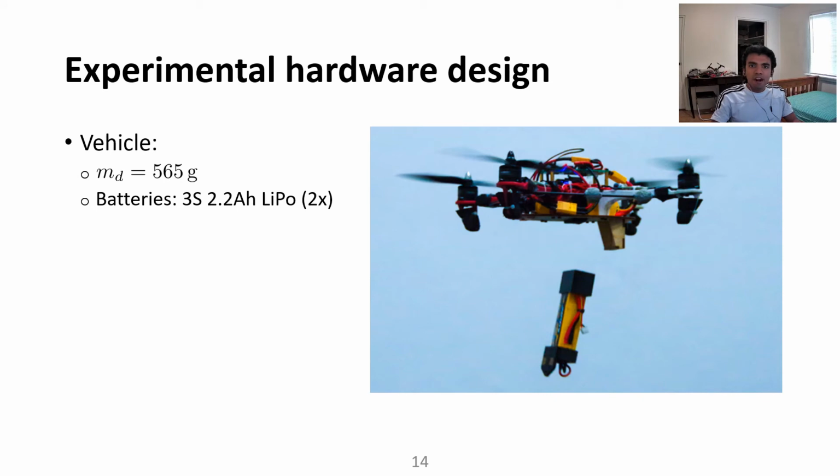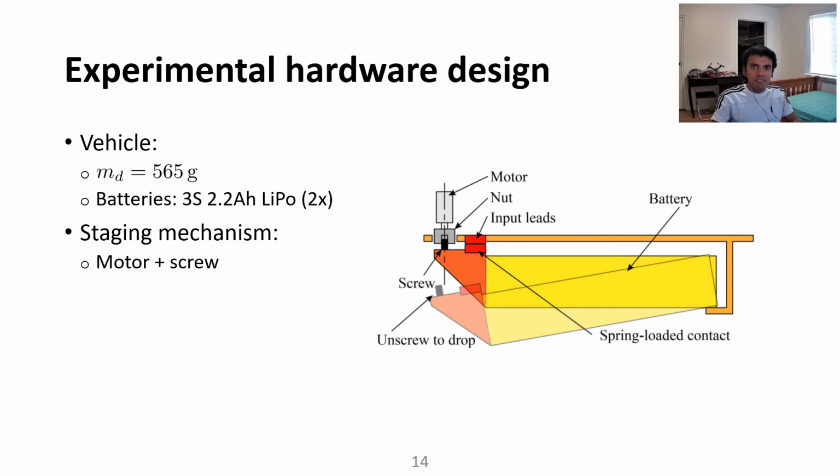We now present our hardware design. The vehicle that we use is a custom designed quadcopter with a dry mass of 565 grams. It can use two 3S lithium polymer batteries either simultaneously or successively. It can also eject the first stage battery in flight. It does so by using a staging mechanism, which works on a simple mechanical principle.